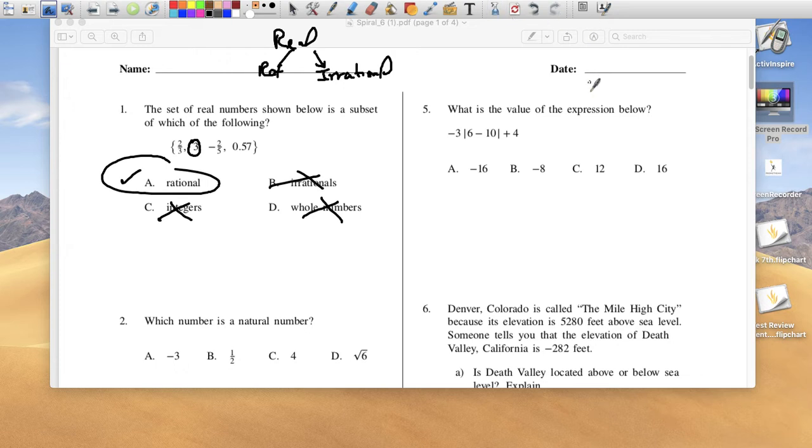What is the value of the expression below? So remember, this absolute value sign almost works as a parenthesis, so you should take care of that inside first. So it's -3, and 6 minus 10 is -4, so you get -4. And I'm going to leave the absolute value sign there for a little bit. Plus 4.